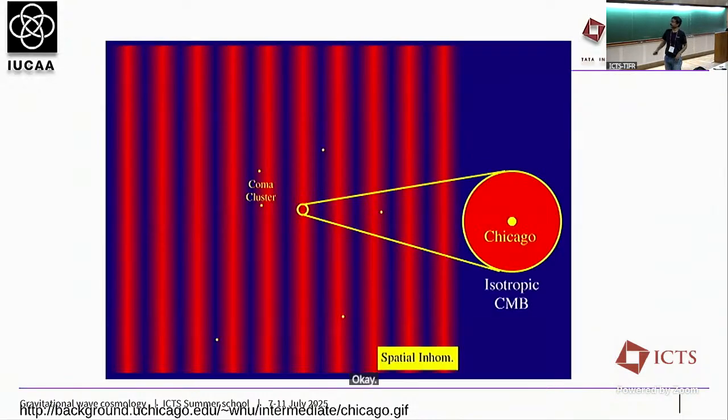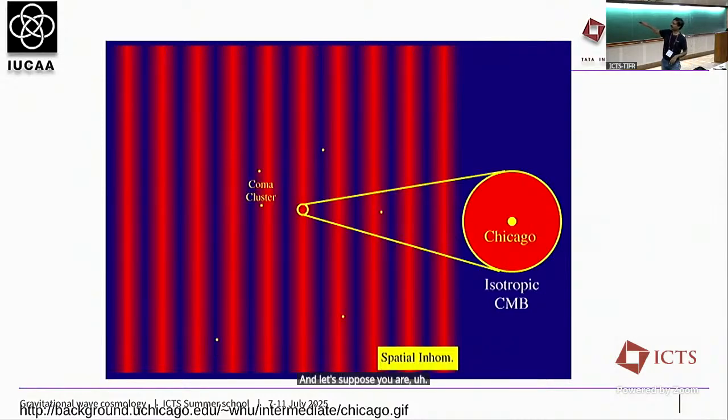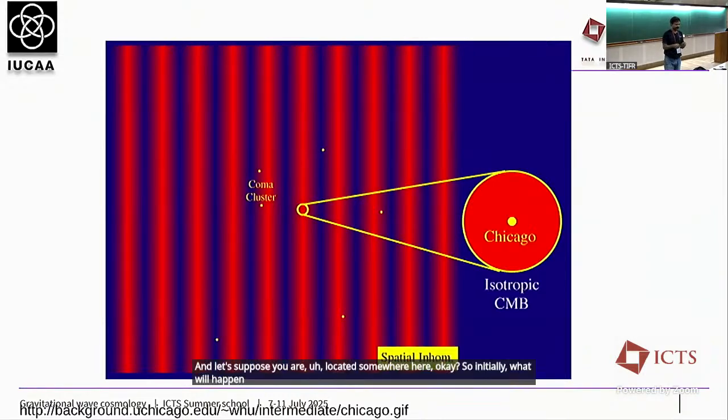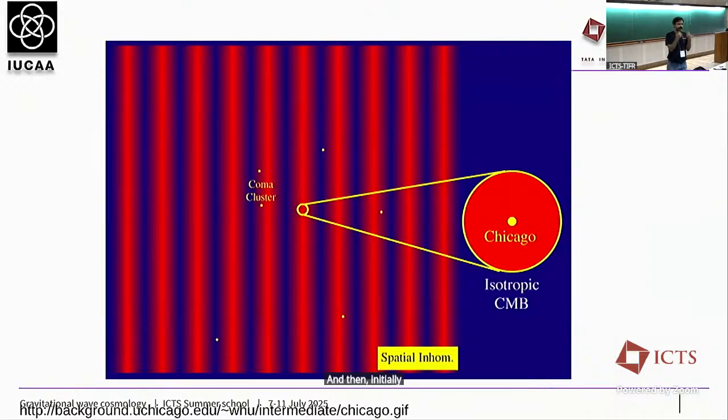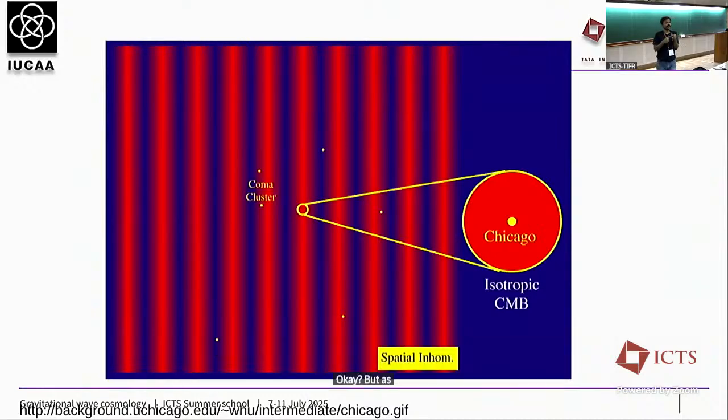Okay, so let's look at how you actually see these fluctuations in the first place. Let's assume that this is some kind of a wavelength mode in which you are situated, and let's suppose you are located somewhere here. Initially, let's suppose you are sitting in one of these red spots. As soon as the CMB has been released, what you will see is just a hotspot, because you are only seeing photons from your own neighborhood. But as time goes on, photons from a little bit further away will also start to hit you.